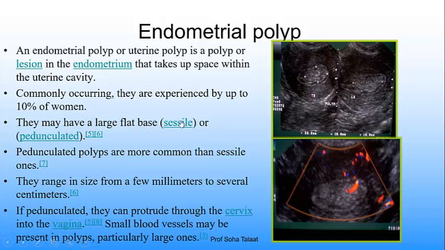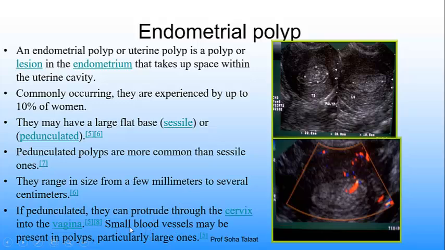This polyp may be sessile or may be pedunculated, and the pedunculated polyp, if large enough, can prolapse even through the cervix or vagina. Pedunculated polyps are more common than sessile ones. They change in size from a few millimeters to several centimeters. If pedunculated, they can protrude through the cervix and may protrude also into the vagina.